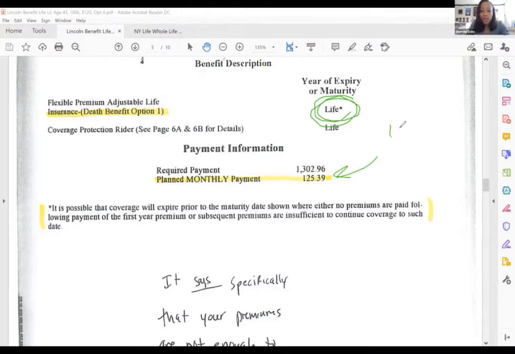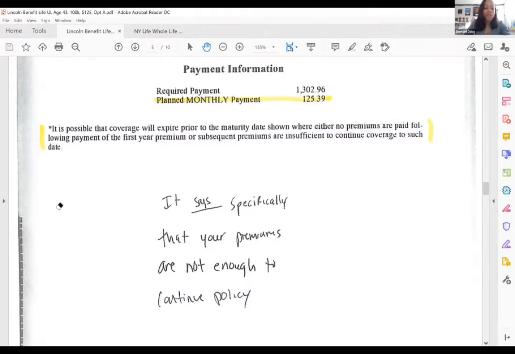$125 a month, 43-year-old for $100,000. That's expensive. Obviously, when you think about them being a tobacco user, that's probably why. But when we read this star, it says right there on the front page specifically, we have that written, that your premiums may not be enough to continue the policy.